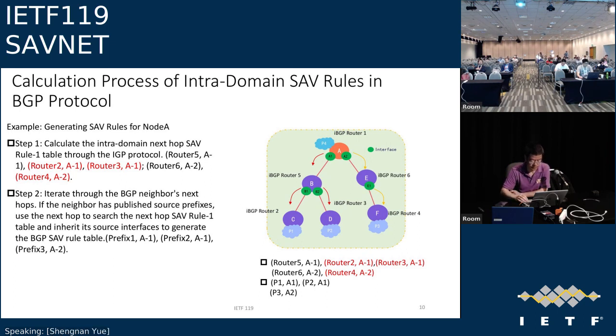And in step 2, iterate through the BGP neighbors' next hops. If a neighbor has published source prefixes, for example, router 2 published P1 and router 3 published P2, we use the next hop to search the next hop rule 1 table, and we can find router 2 with the interface A1 and router 3 with the interface A2, and inherit the source interfaces and generate the BGP SAV rule table: prefix 1 A1 and prefix 2 A2. Next slide.